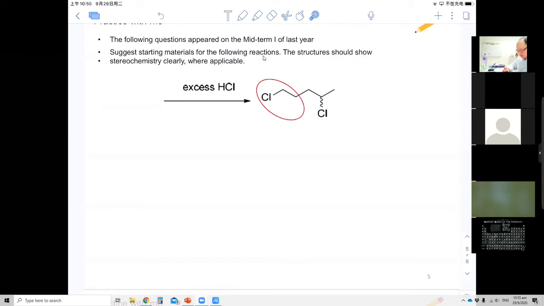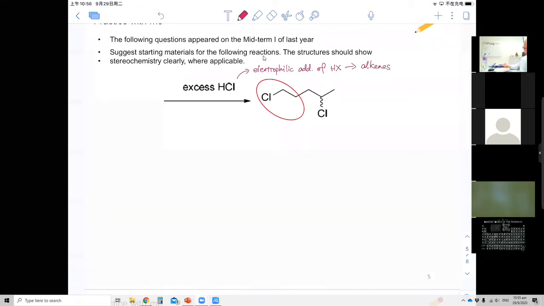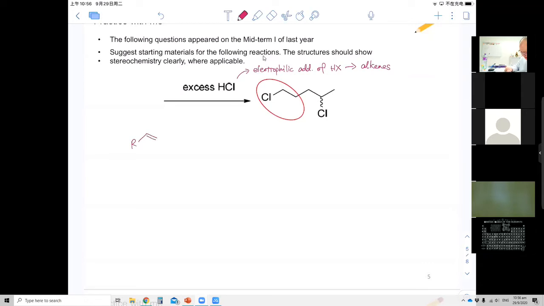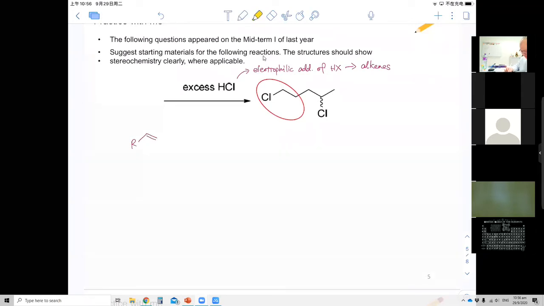So what we have here is HCl, and then we have a chloride in the product. So what you can figure out is that it is the electrophilic addition of HX, so it starts from an alkene. If we slightly review the electrophilic addition of HX, we have an alkene, and the group here can be any group. Then we have HX, let's see, HCl. We attack here, take off the chloride, and it follows the very important Markovnikov rule.